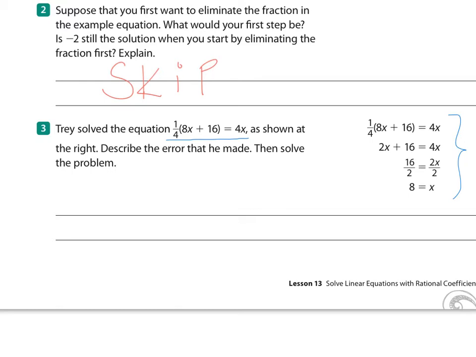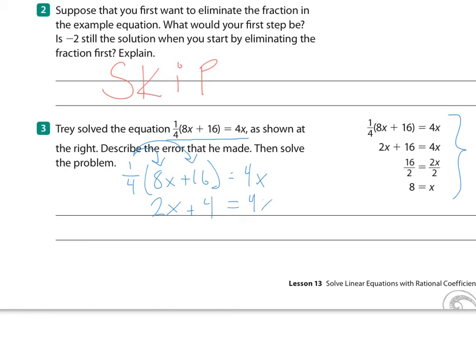Okay, if somebody tells us, hey, we made an error somewhere, we might as well solve it on our own and then see where we differ, and sometimes that's an easy way for us to figure out where the error really occurred. So step 1, distributive property. I'm going to distribute 1/4 into both of these terms here. 1/4 times 8x is just 2x. 1/4 times 16 is just 4.